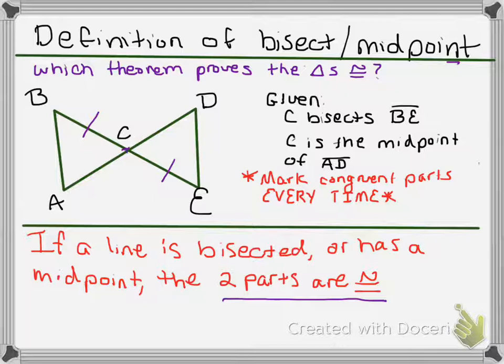We also know that C is the midpoint of AD. Well, midpoint is the same idea of bisecting. If something is the midpoint, it is in the middle, so it creates two congruent parts. So if C is the midpoint of AD, that means that AC is congruent to CD. And looking at the picture, you know that there's one more thing that you know is congruent. We know our vertical angles are congruent. So now we have all of our information marked and we can determine that the two triangles are congruent by the side angle side theorem. Alright, so that's definition of bisect and midpoint.